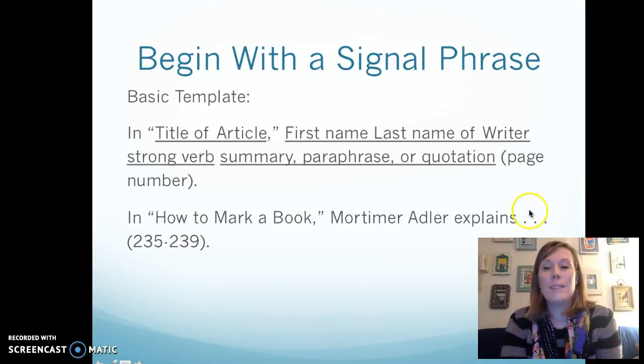Then at the end, you'd have your summary or paraphrase here. At the end, I have the page numbers. Now, this is how you'll want to cite it for the summary, because it's a summary of the entire article. However, when you're paraphrasing, you would only put the page number that you took the paraphrase from.